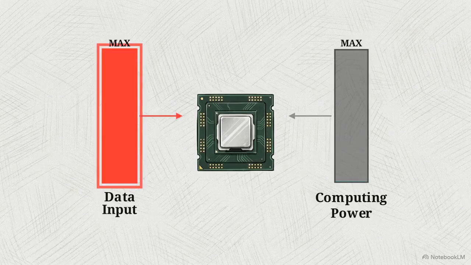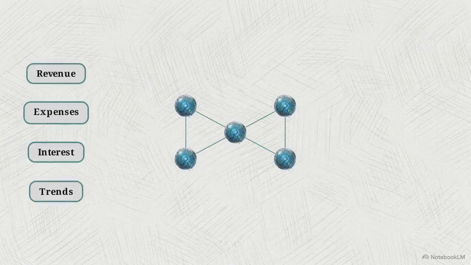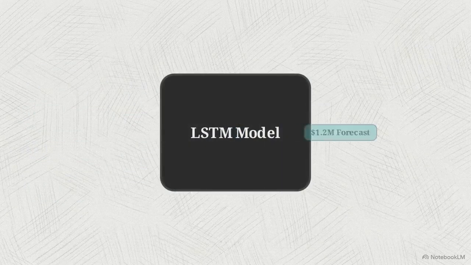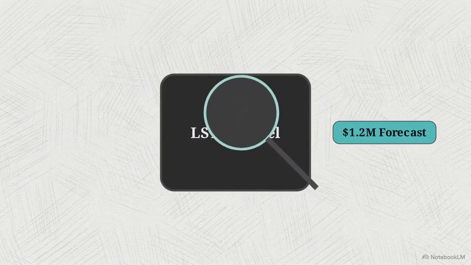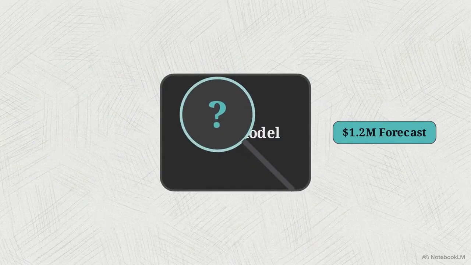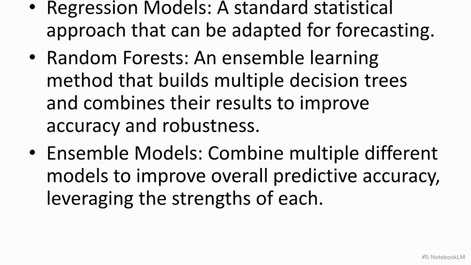LSTMs are data-hungry and require significant computing power. They are also black boxes, meaning they provide a prediction without explaining the exact logic behind why they reached that specific number. If a company needs to see the specific factors driving a forecast, they may trade some complexity for models like random forests or XGBoost. These algorithms provide feature importance scores, making it easier for human analysts to interpret the results.